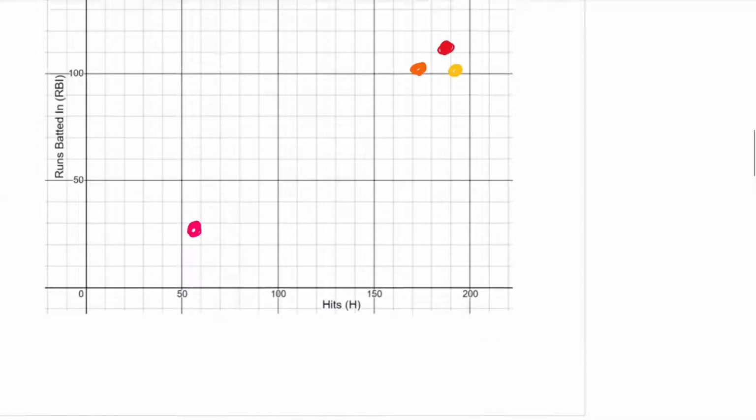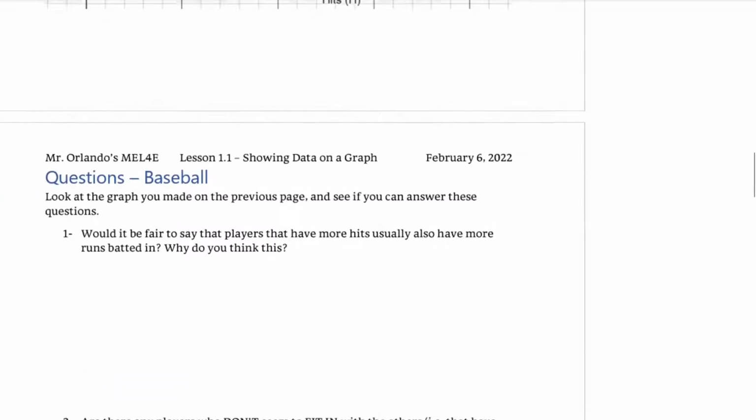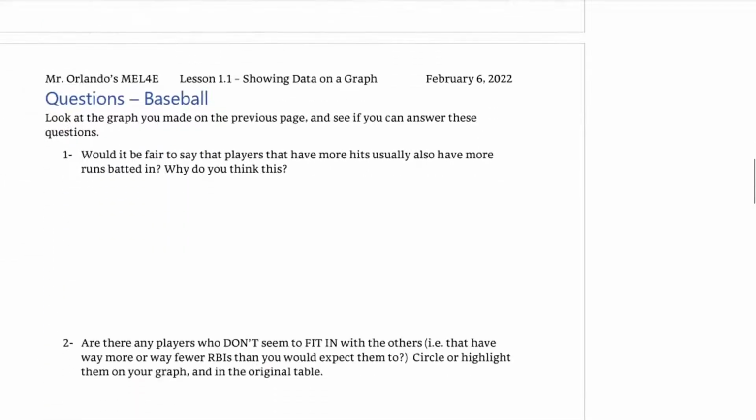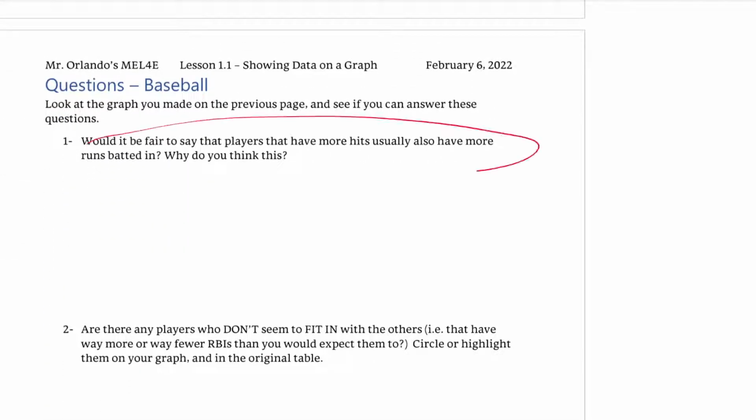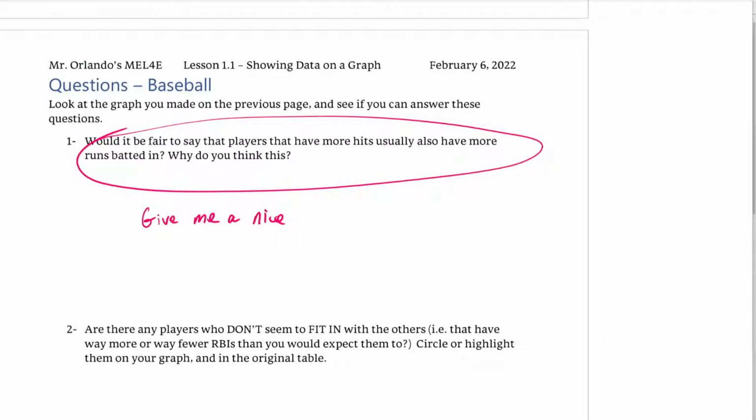Once you've done that, I want you to answer some questions. So look back at the graph you've made and say, would it be fair to say that players who have more hits usually have more runs batted in? And why do you think that? So give me a nice answer here. Make sure you use sentences when you do that. We like nice clear answers that use full sentences.